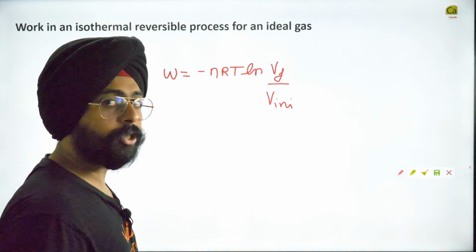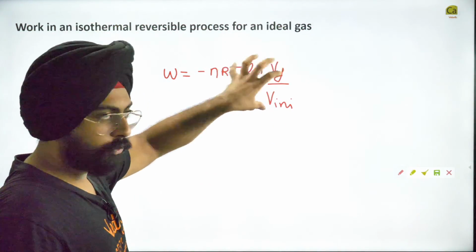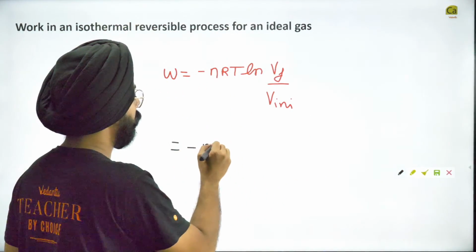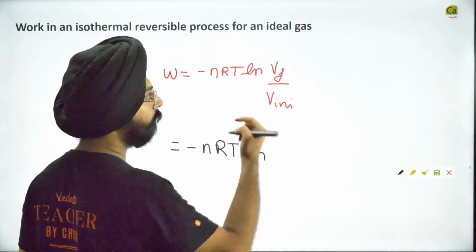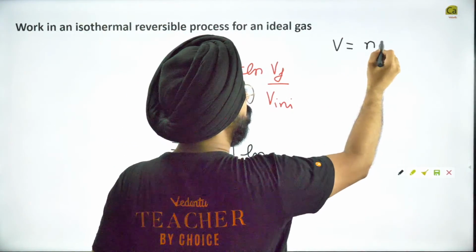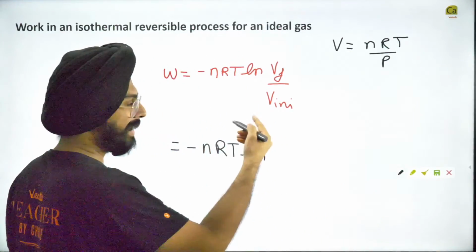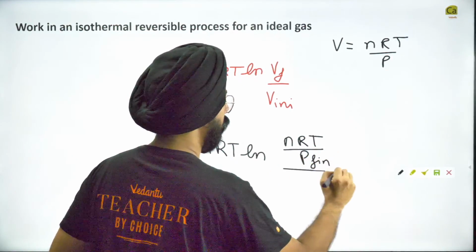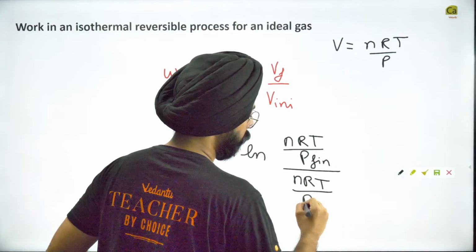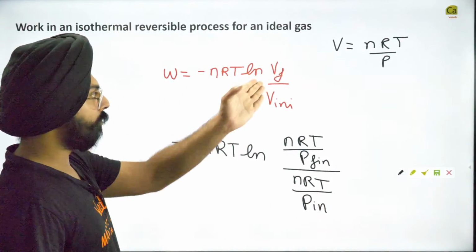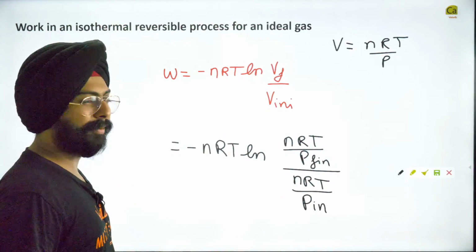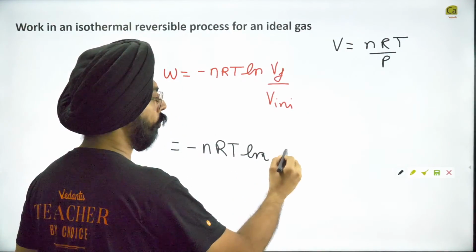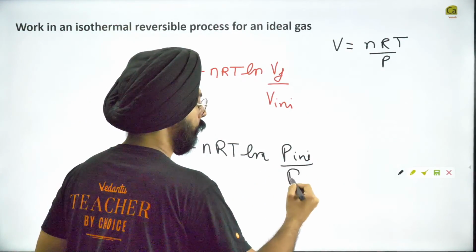So this is the correct formula. Now I had given you guys a homework to calculate the formula in terms of pressure. How can I do that? Very simple. Use the ideal gas law. This is equal to minus nRT ln of, how can I write it? V is equal to nRT by P. So can I write it as nRT by P final upon nRT by P initial? I can write it, V final upon V initial is as good as nRT by P final upon nRT by P initial. So my dear friends, simplify this. What will you get? You will get ln of P initial upon P final.